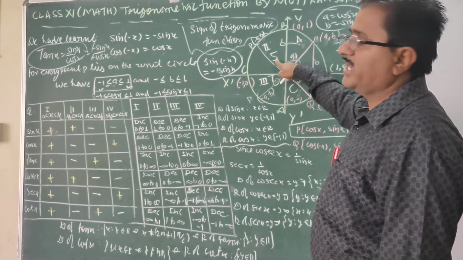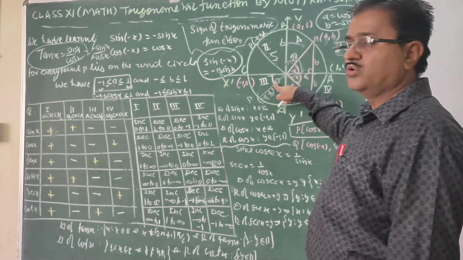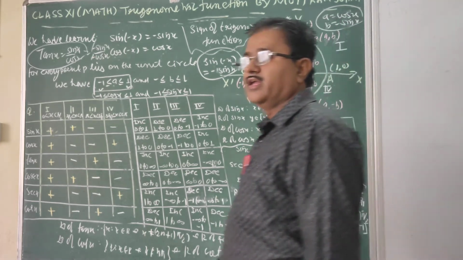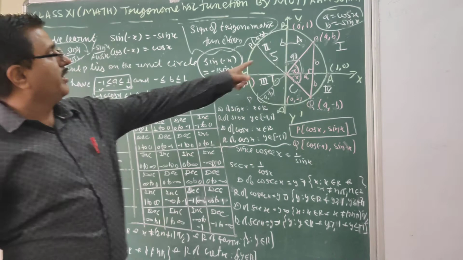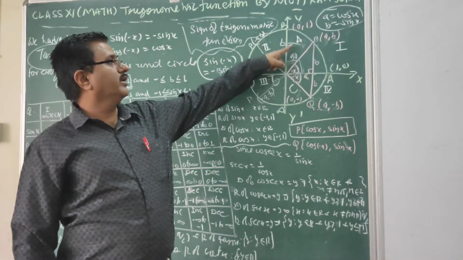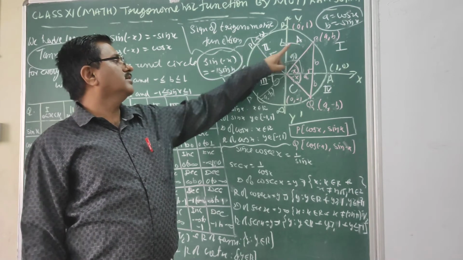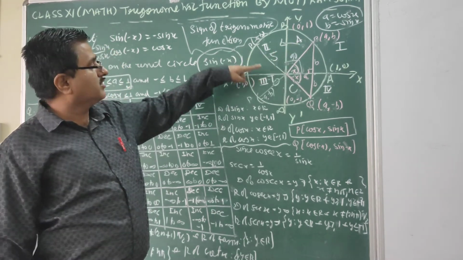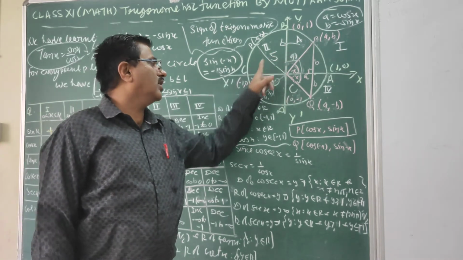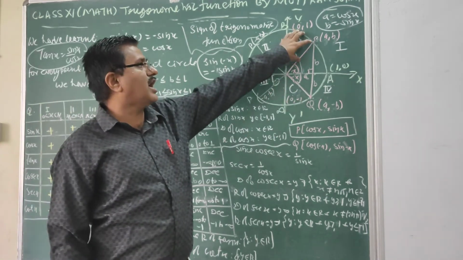After school, S for school, T for college, or you may also learn it in a local language: add sugar to coffee. A is add, S means sugar, T is to, C means coffee. Add sugar to coffee means all are positive.